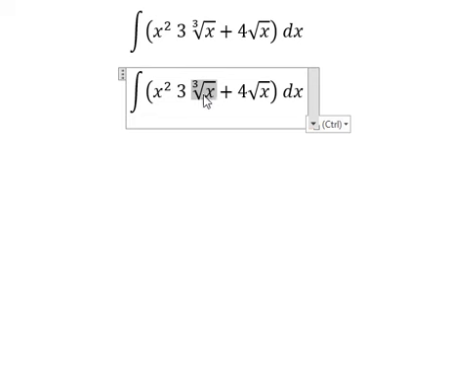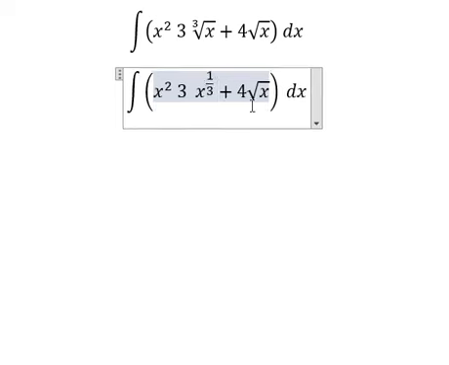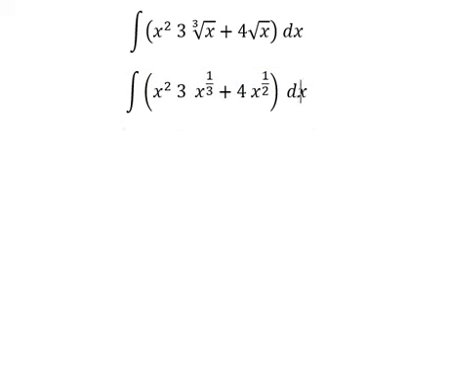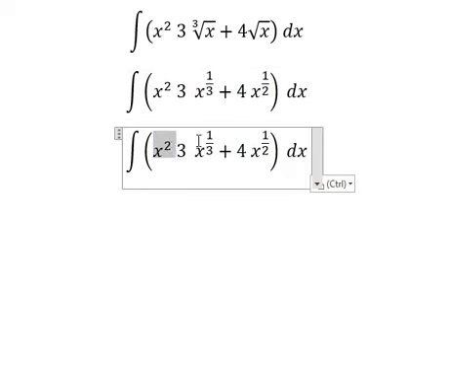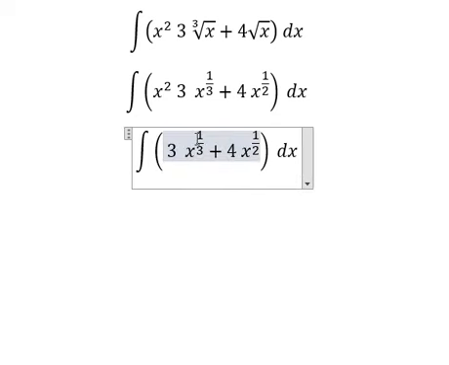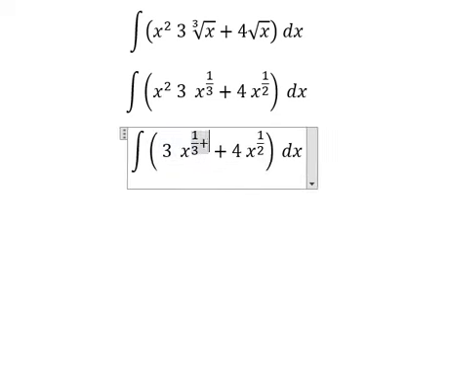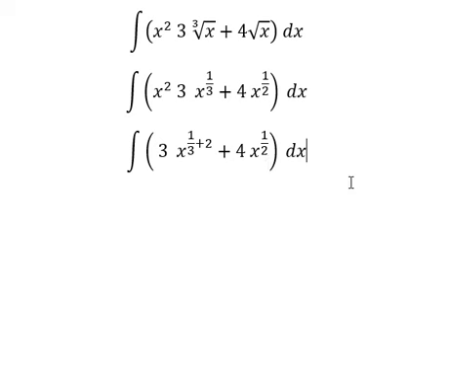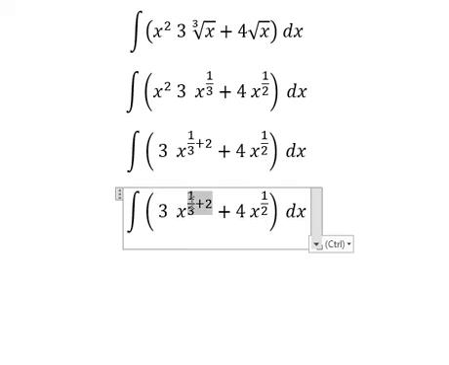We know that the cube root of x is x to the power of 1 over 3. The square root is x to the power of 1 over 2. Now, this one multiplied by this one is x to the power of 1 over 3 plus 1 over 2. So this one in here is about 7 over 3.